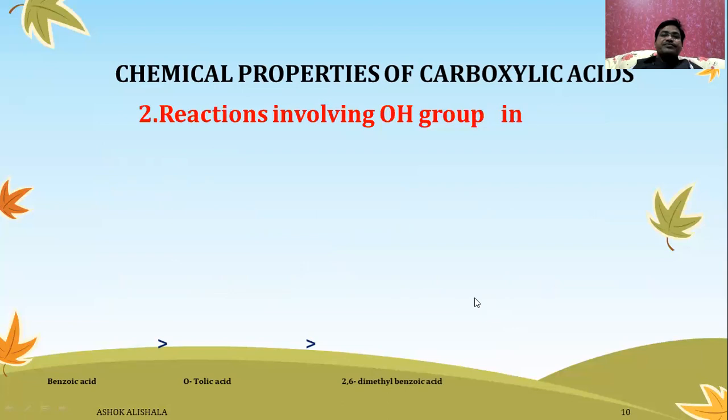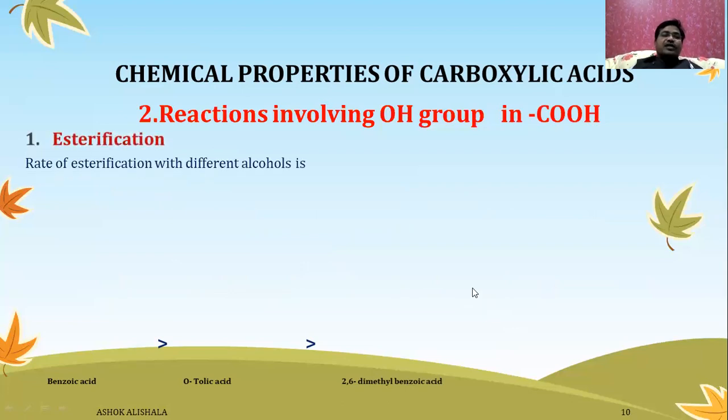Now let us see, in this esterification reaction, the rate of esterification with the different alcohols is in this order. Methyl alcohol is more reactive than ethyl alcohol. It is more reactive than isopropyl alcohol, then isobutyl alcohol. Now you see, with increasing length of the chain, the rate of reactivity decreases.